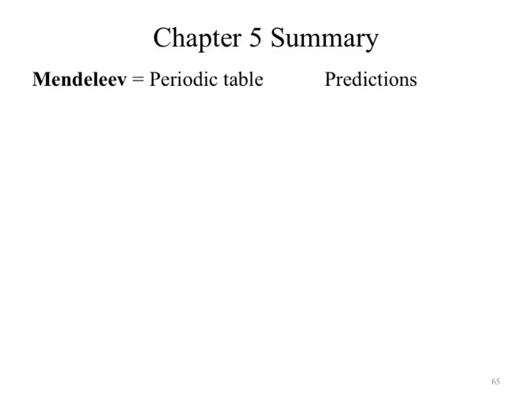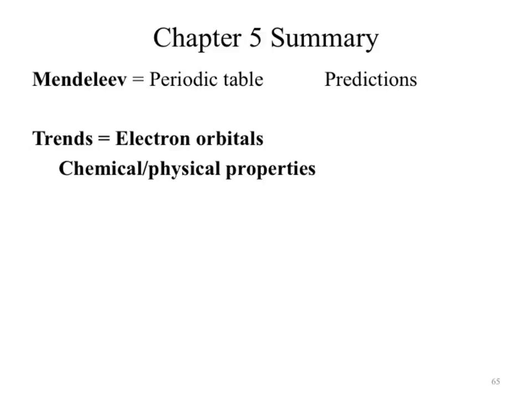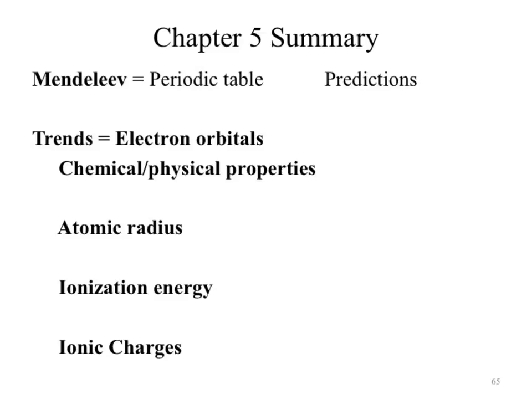Chapter 5. We talked about some periodic table stuff, predictions of trends within your periodic table, electron orbitals, chemical and physical properties, atomic radius, ionization energy, and ionic charges. Did you mention Lewis structures starting in Chapter 5? You'll notice Lewis structures are not being mentioned in Chapter 5 because I think the Chapter 5 reference of Lewis structures is stupid, frankly.